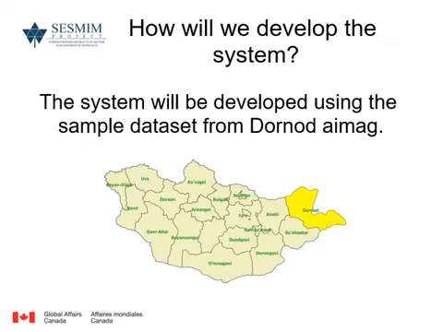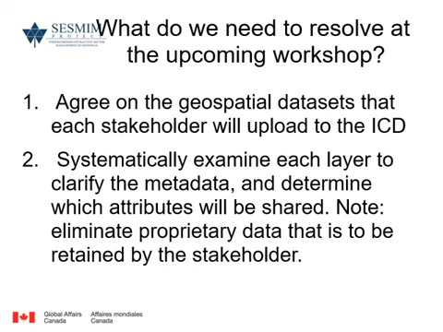So how are we going to develop the system? The system will be developed using a sample dataset from Donut IMAC. That's the discussion tomorrow. One of the things we need to resolve is what geospatial datasets each stakeholder will share and upload into the integrated cadastre. Once we agree on the layers, we'll look at each layer and determine which attributes will be shared, which should not be shared, and will be separated in the process.